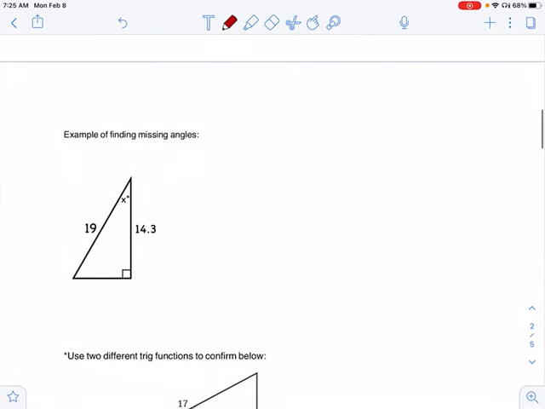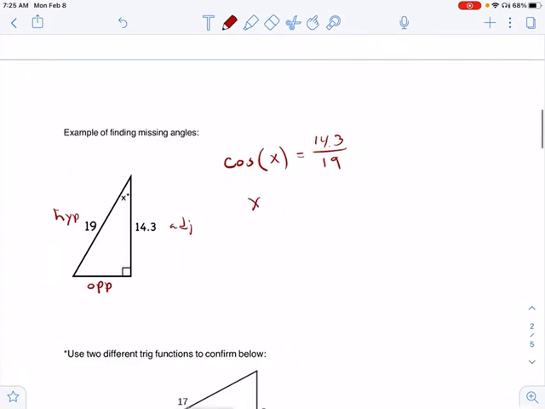just because it ends up being a little bit more writing than it's worth. All right, so here, this is going to be opposite. Hypotenuse is across from 90. This is adjacent. So the equation that I can at least write is to say that the cosine of my angle is 14.3 over 19. And in order to undo the fact that I'm looking for my angle and I have cosine, I'm going to take the inverse cosine of both sides.